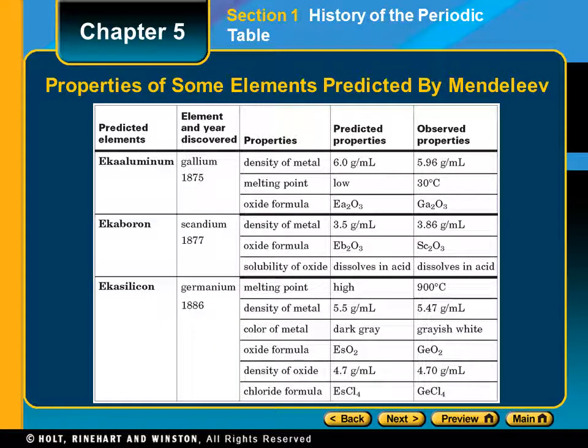So here are the elements that he predicted. We've got the name that he gave for them, and then their actual names and their properties based on their predicted properties and their observed properties. Very, very interesting. And what I would want to point out is how accurate his predictions were. If you look at the predicted properties versus the observed properties, his predictions, based on just the information he had, looking at the other elements around these spaces and what their properties were, were very, very accurate.